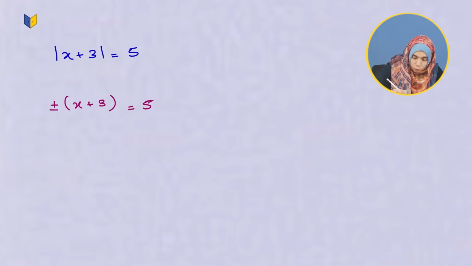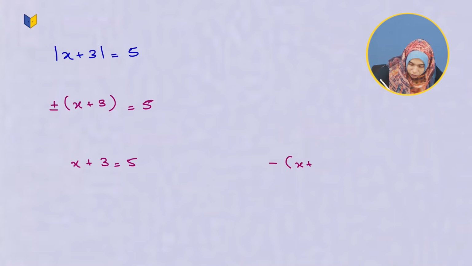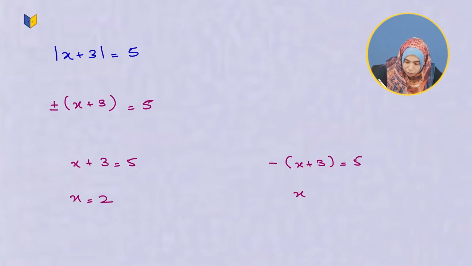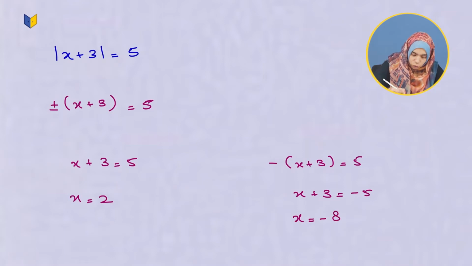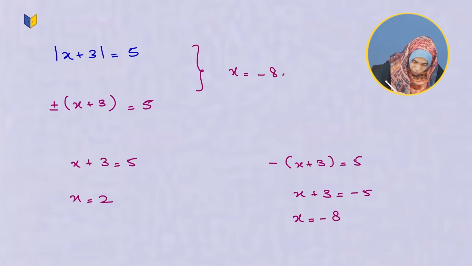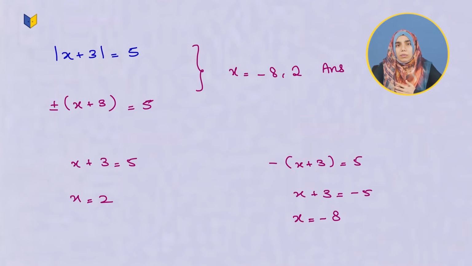From here I can form two equations. One would be x plus 3 equals 5, and the other one would be minus times x plus 3 equals 5. From here we get x equals 2. From here we can say x plus 3 is minus 5, and therefore x is minus 8. The two solutions therefore are minus 8 and 2. This is how we solve the equation using the second method.